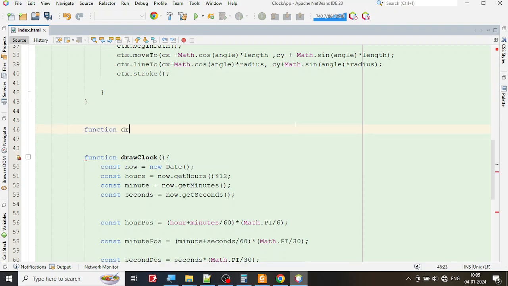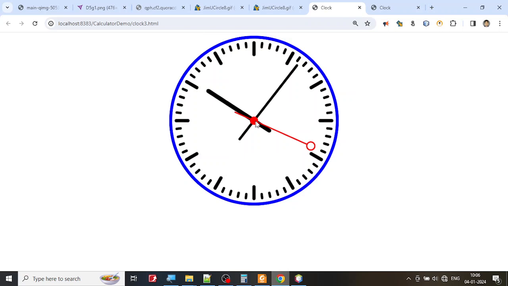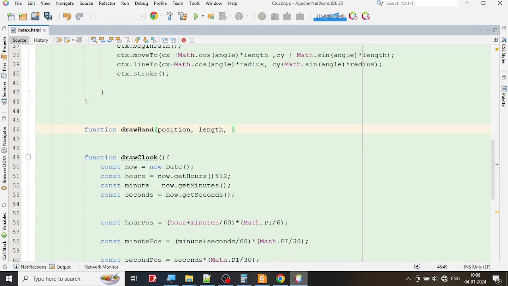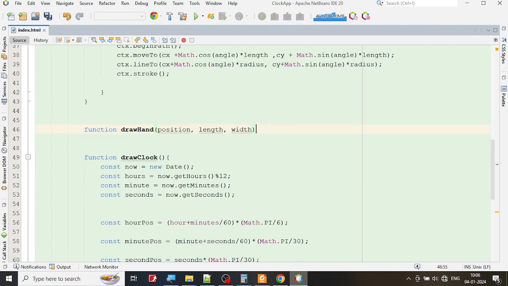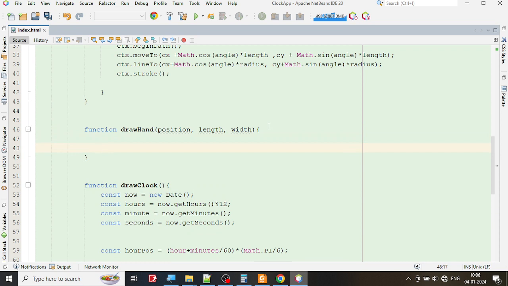I'm going to call this one draw hand. This draw hand will take a few parameters. First one is the position where it has to be drawn. Second one is the length. Now you may ask, why are you taking length? See, the length of the hour hand and the minute hand are varying. You notice that the width is also changing. The hour hand is thicker, and the minute hand and the second hand are very thin.